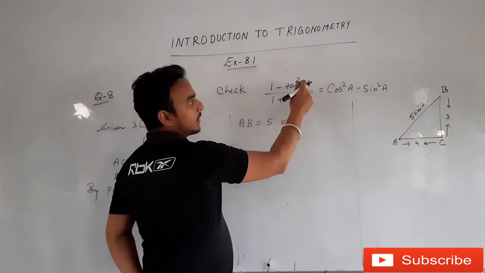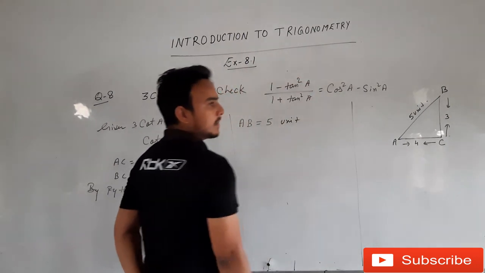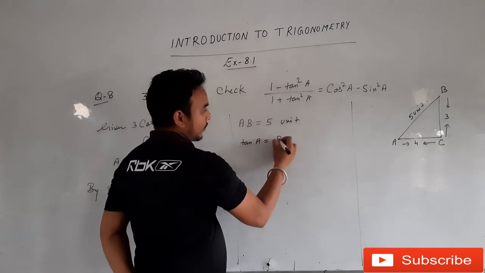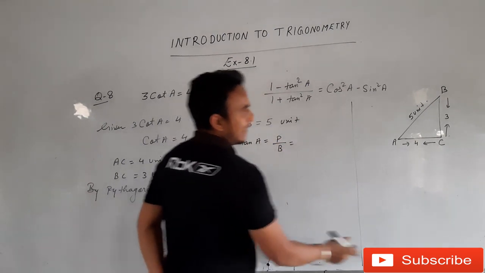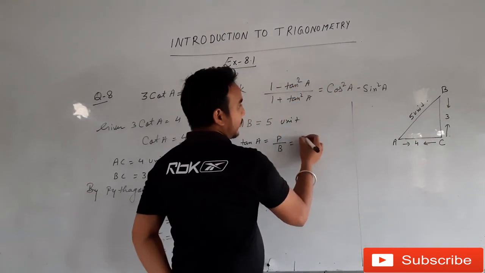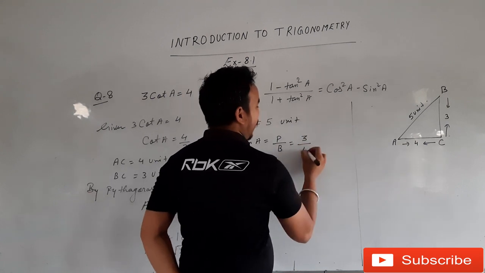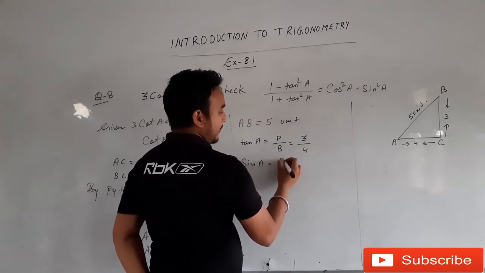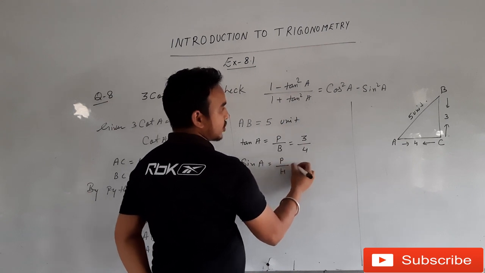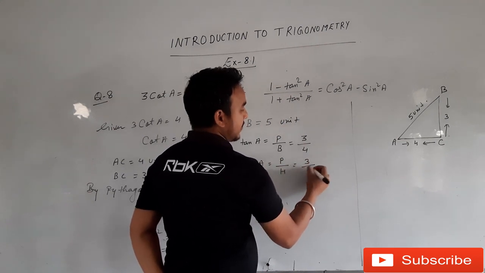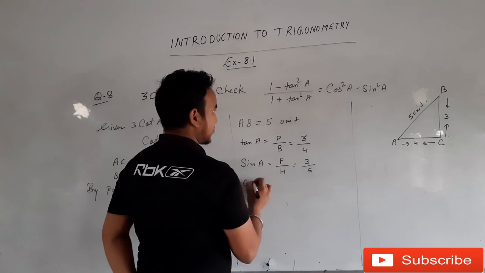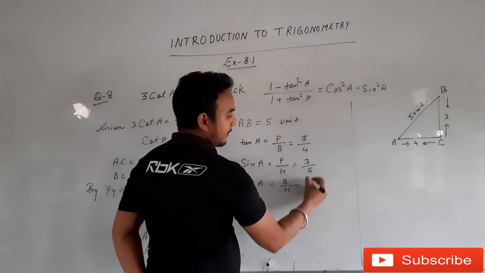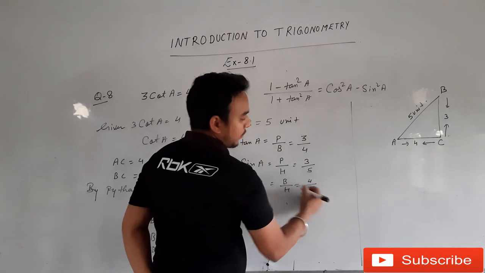Now we want tan A, cos A and sin A. We can say tan A is P by B, the perpendicular is 3 and the base is 4, so tan A is 3 by 4. Sin A is P by H, it will be 3 by 5. Cos A is B by H, it will be 4 by 5.